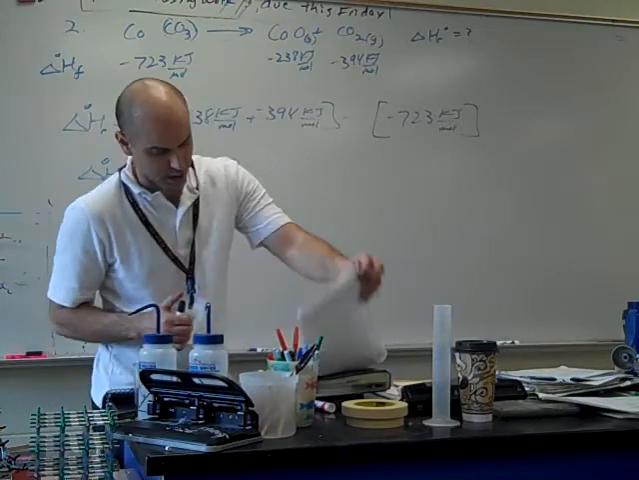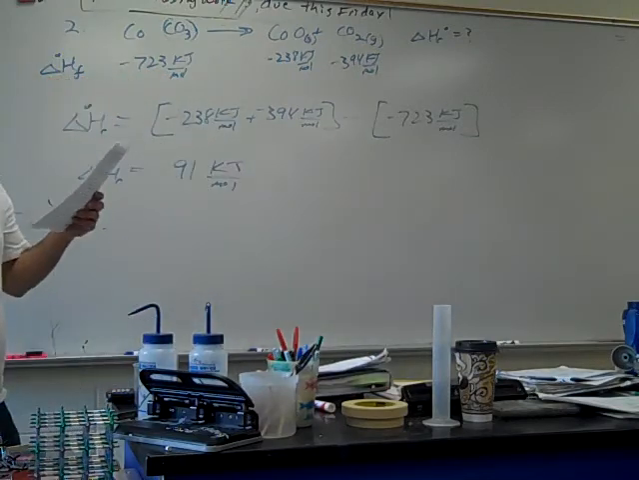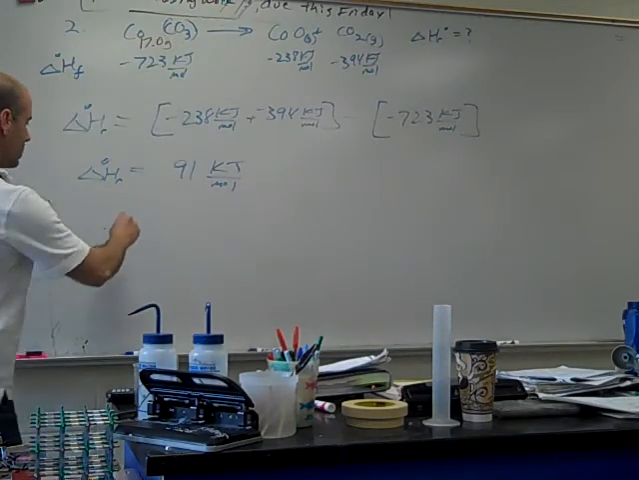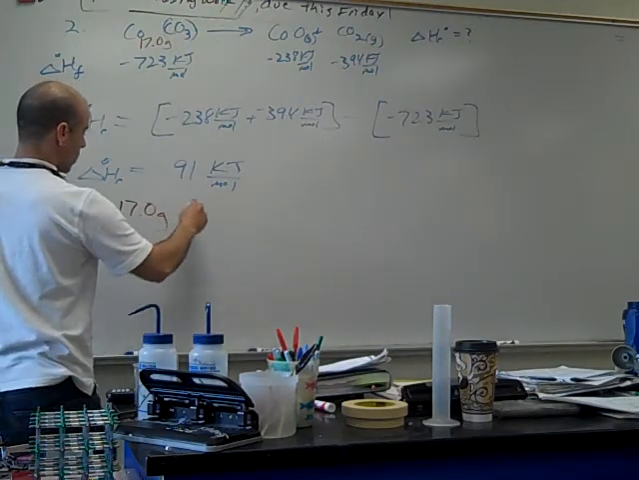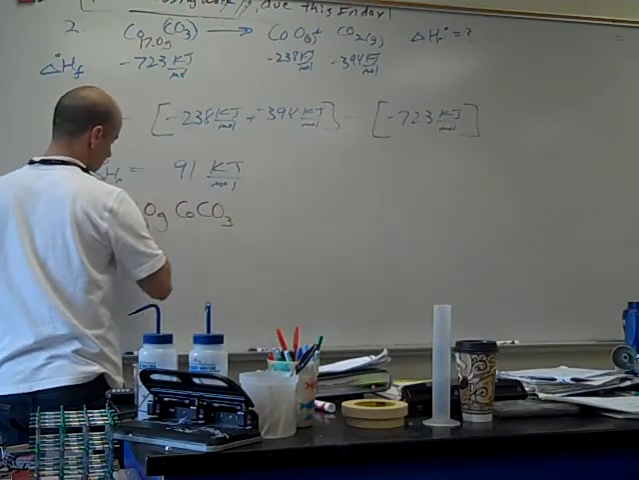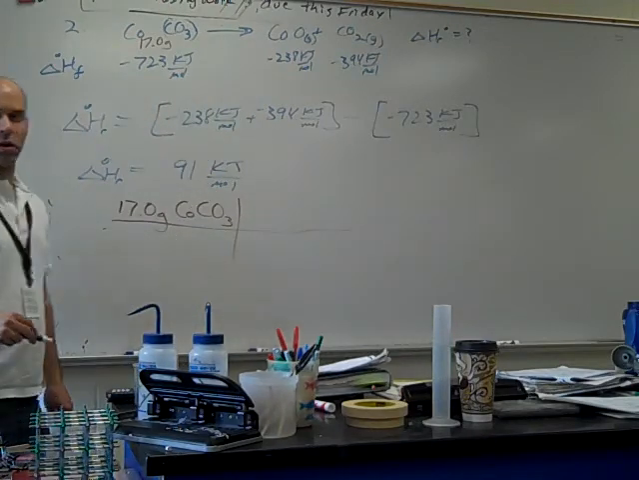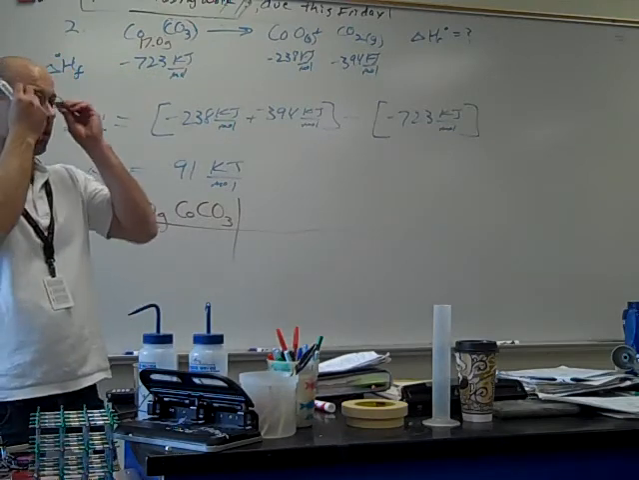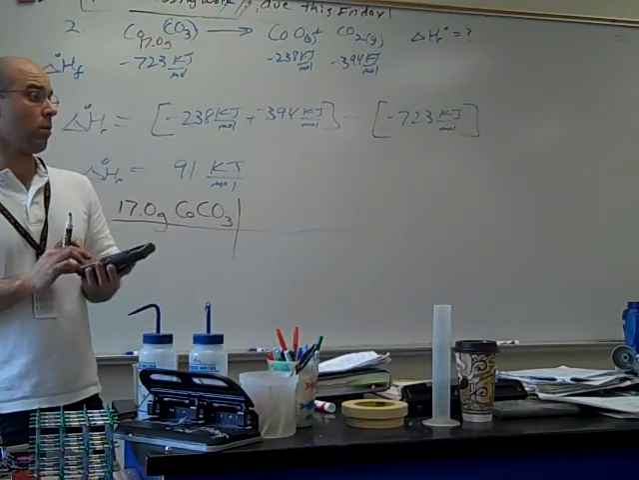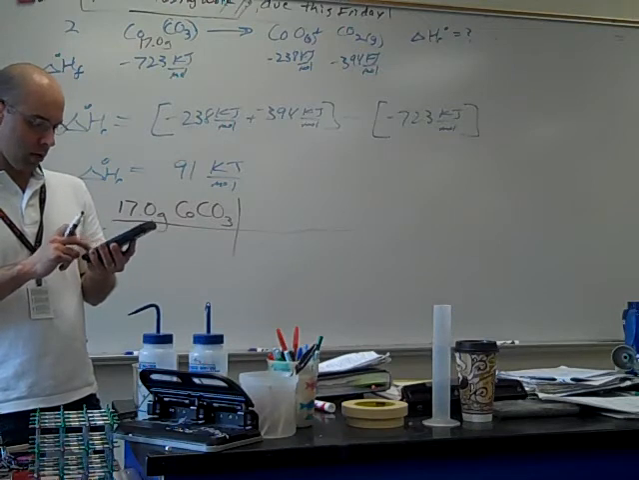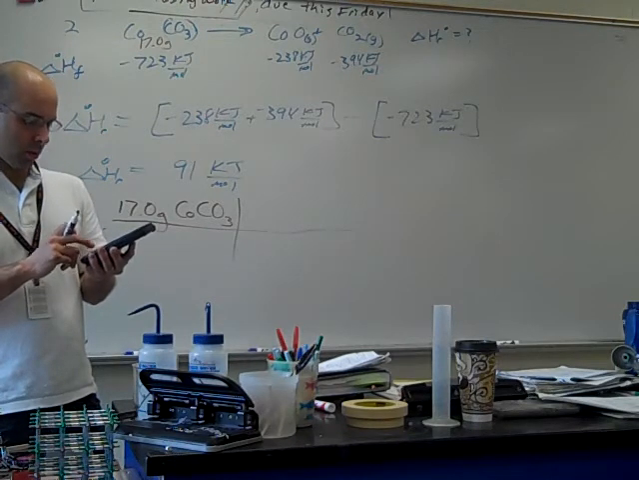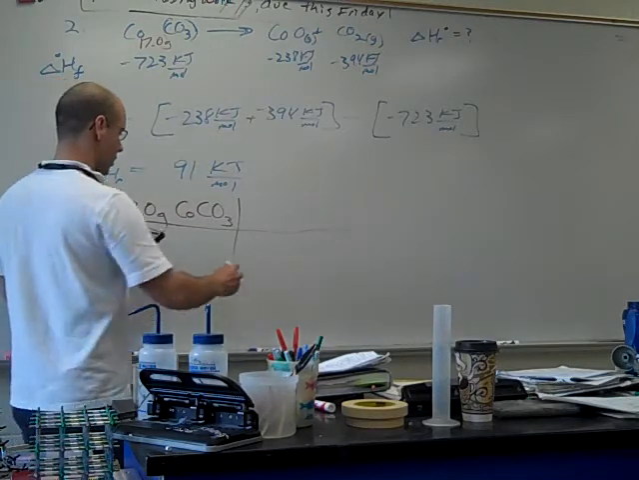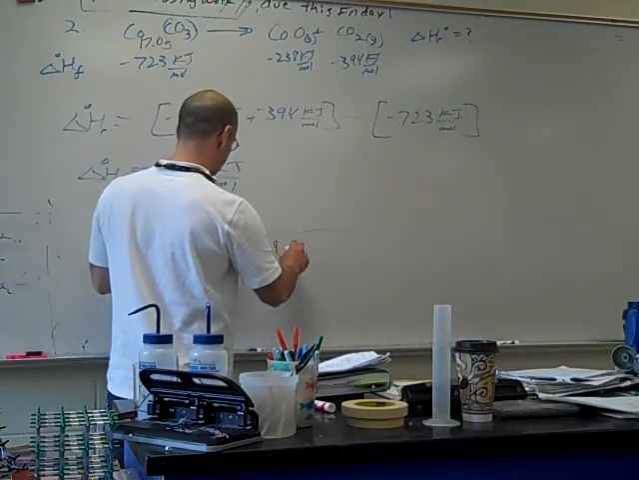And they want to find out how much heat is released by 17 grams of cobalt carbonate. So we start with our cobalt carbonate. To get into moles, we get the molar mass from the periodic table. Cobalt weighs 58.9, carbon weighs 12, oxygen weighs 16, and there's 3 of them. So this weighs 118.9 grams.